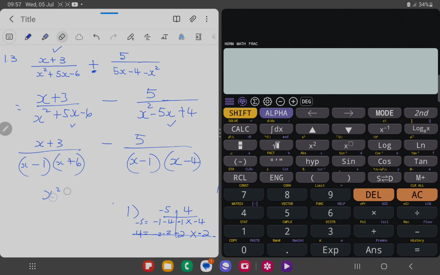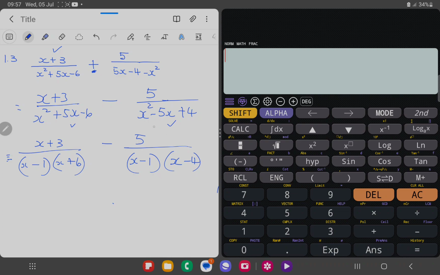If you are unable to factorize, you can use the quadratic formula. Feel free to use the quadratic formula and bring the factors back. Okay. And now we're adding up the fractions.